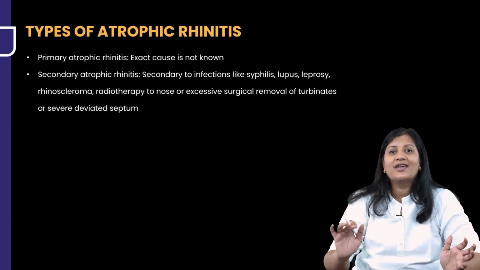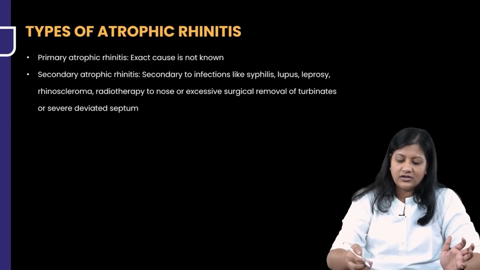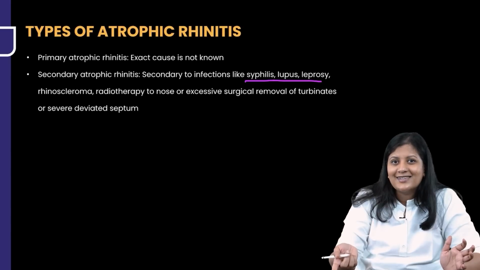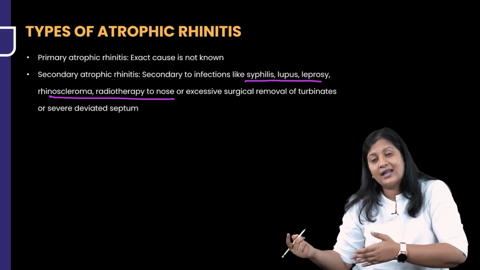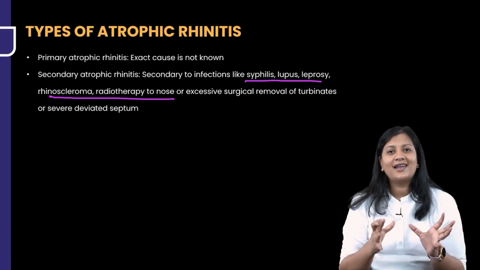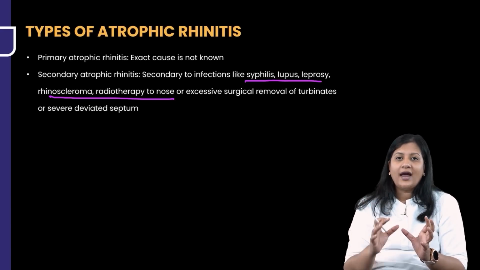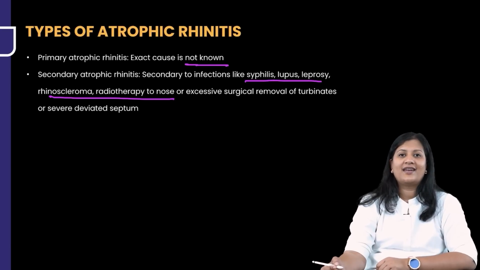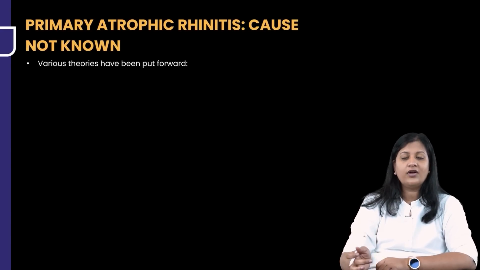But secondary atrophic rhinitis occurs secondary to certain conditions, like infections such as syphilis, lupus, leprosy. It can happen secondary to certain surgeries, or secondary to radiation. If it is happening secondary to a certain cause, then we call it secondary atrophic rhinitis. So in primary atrophic rhinitis, usually the cause is not known, and in secondary atrophic rhinitis, it is secondary to either infection, surgery, or radiation.